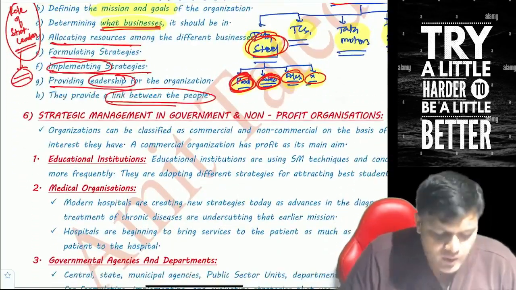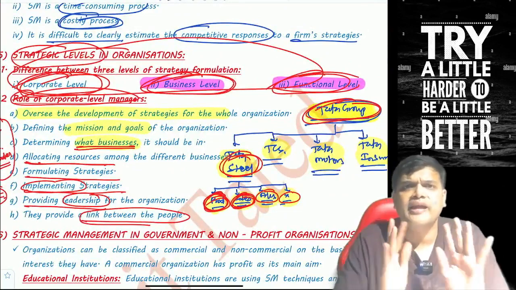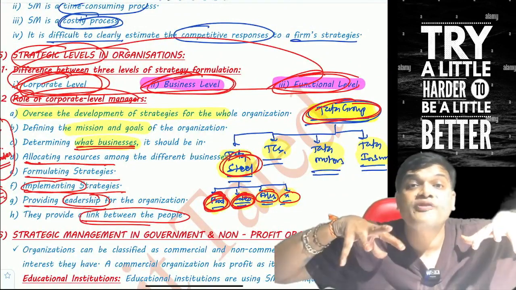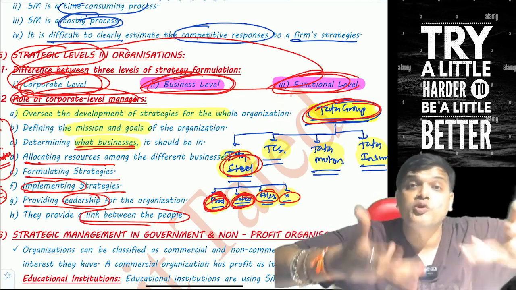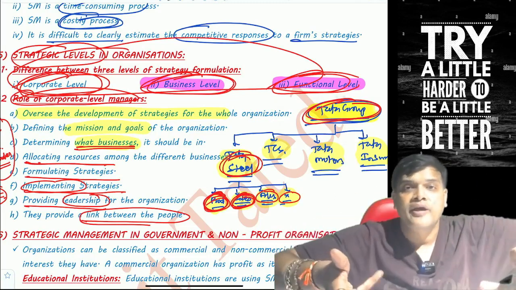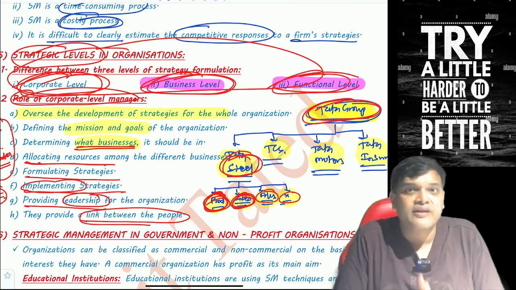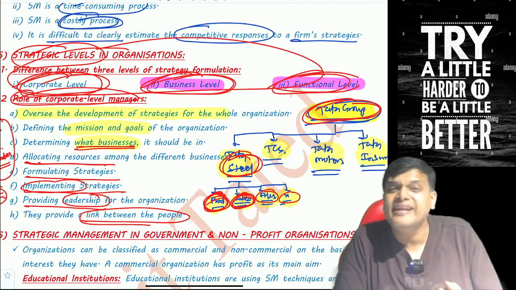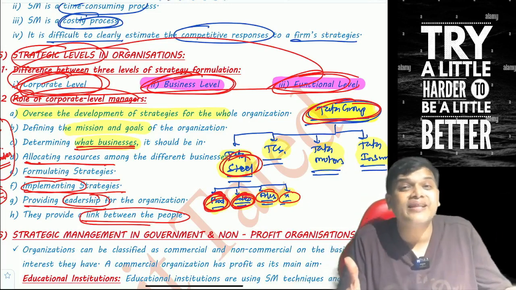Everybody clear? So how many roles of corporate level managers are there? Eight roles. Easy answer, you can remember it comfortably. What are the eight roles? First, overseeing the development of strategies. Second, defining mission and goals. Third, what business we should be in. Fourth, what resources should be allocated. Fifth and sixth, formulating strategy and implementing strategy. Seventh, leadership. We need to provide leadership. And eighth, it is a link between shareholders and the people managing the business, the MDs.